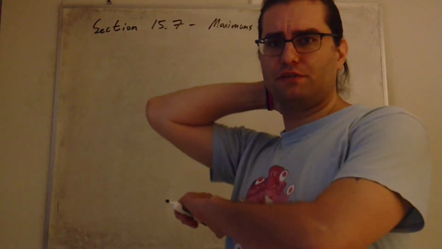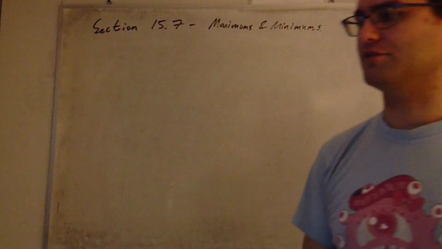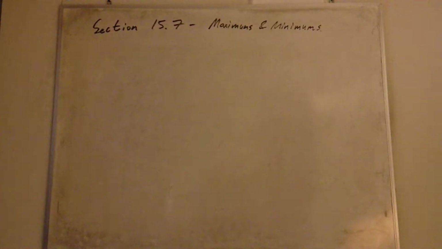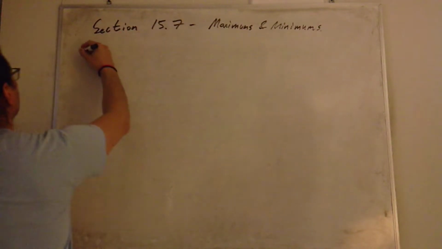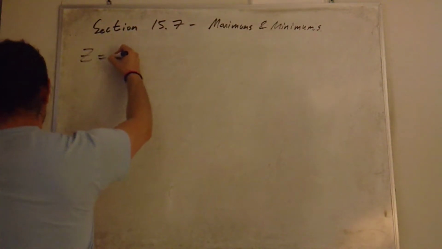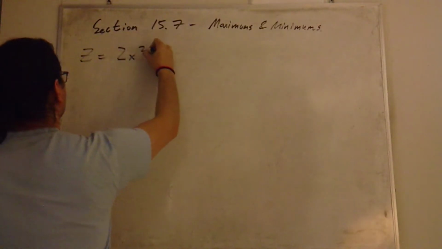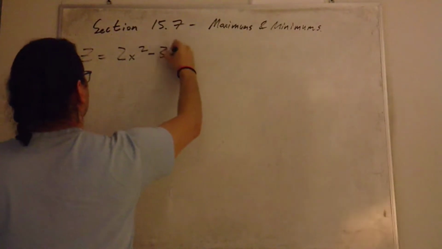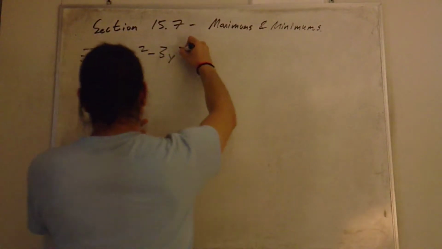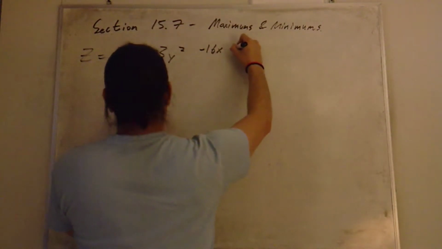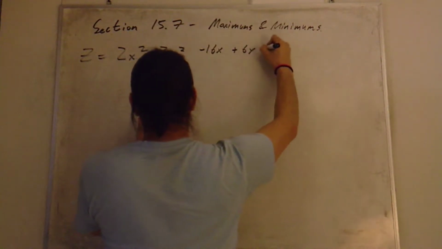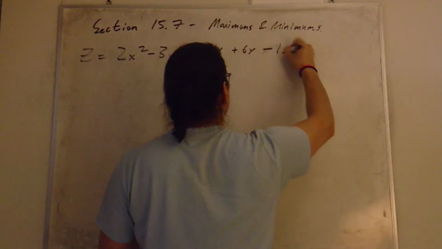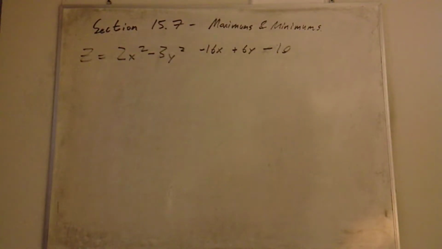I can talk about that after we start doing examples. I'm just going to start doing some examples. And I'm going to start with z equals 2x squared minus 3y squared minus 16x plus 6y minus 10. It already equals z. Okay.